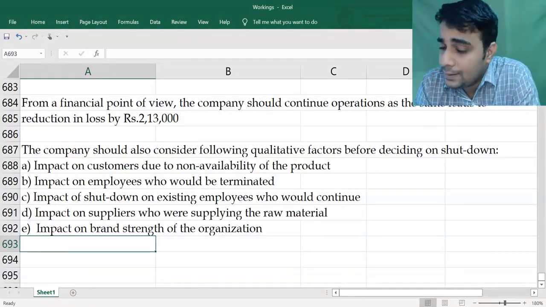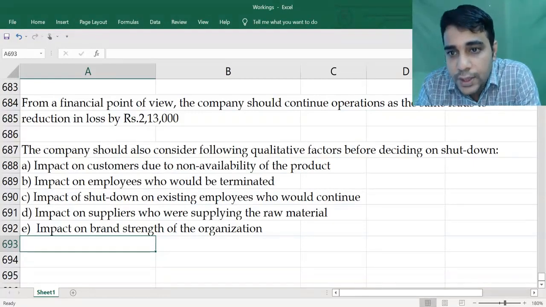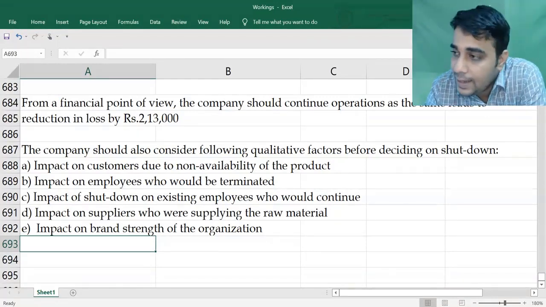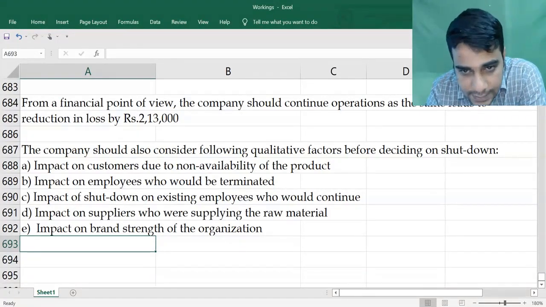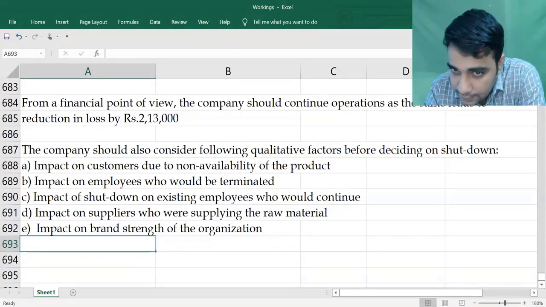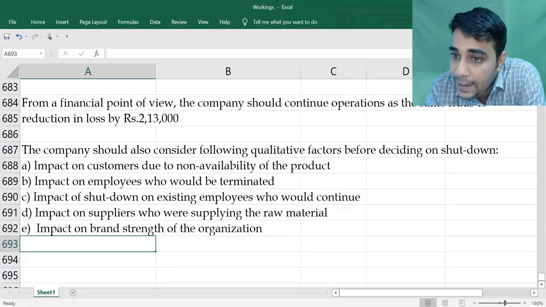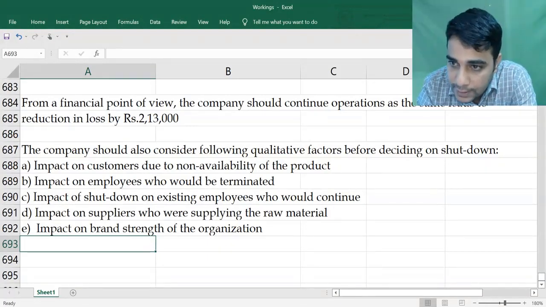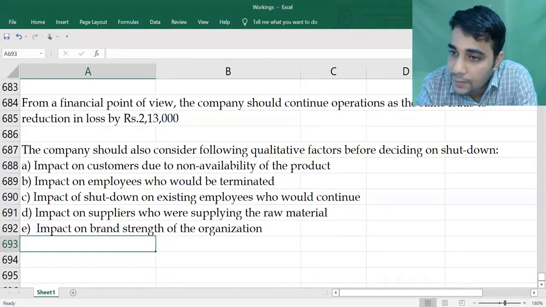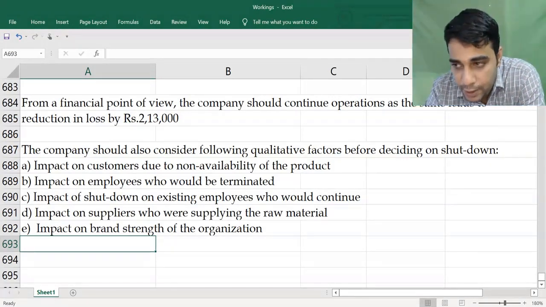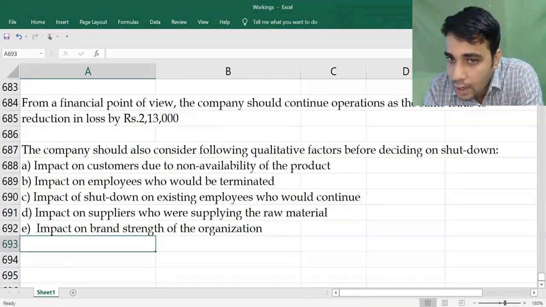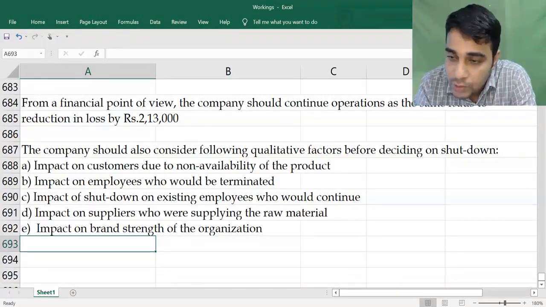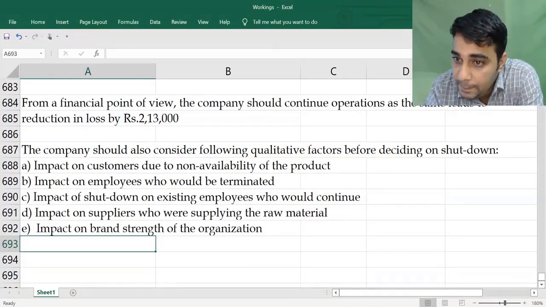A limiting factor is basically something which is going to constrain the level of activity of an organization. What is level of activity? Production and sales. The primary limiting factor for any company is the demand of the product. Every organization, if I ask how much production you want to do, you'll say it based on the demand of the product. How much sales you want to do, based on the demand of the product. So the primary limiting factor is always the demand of the product.